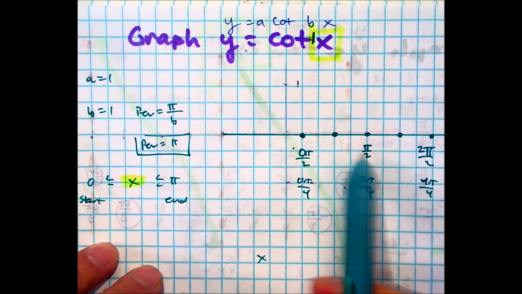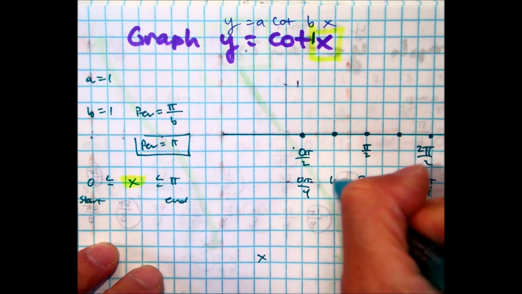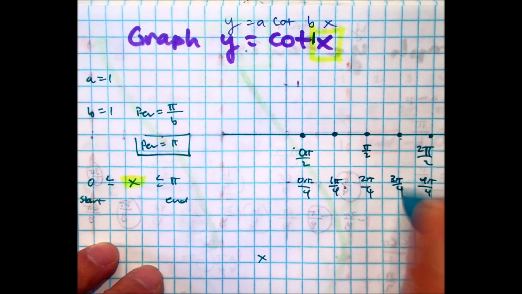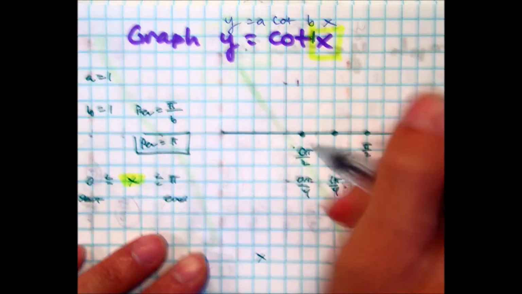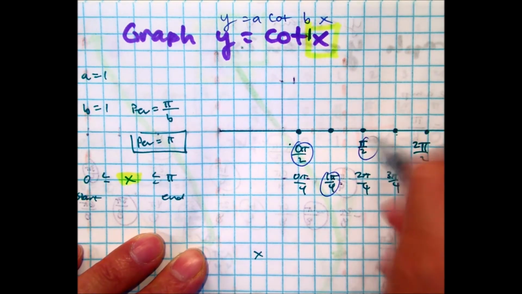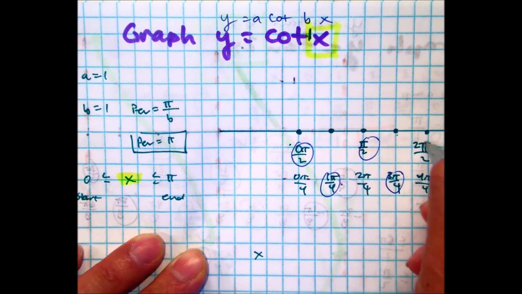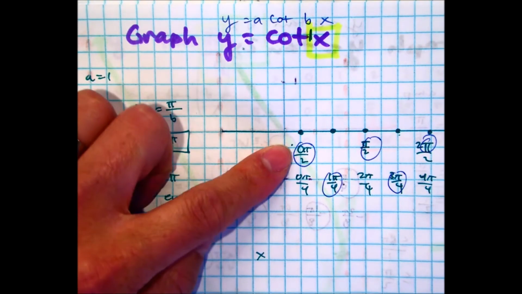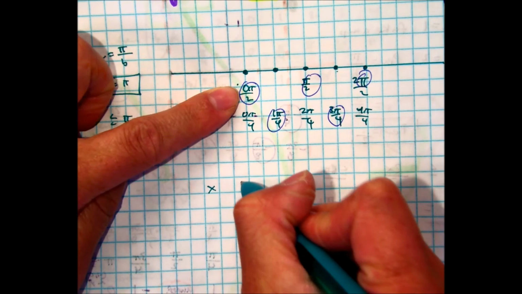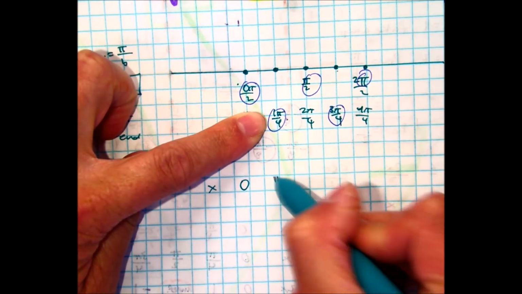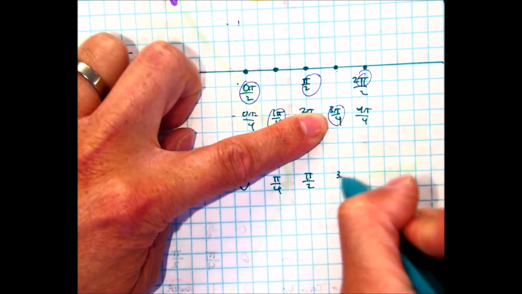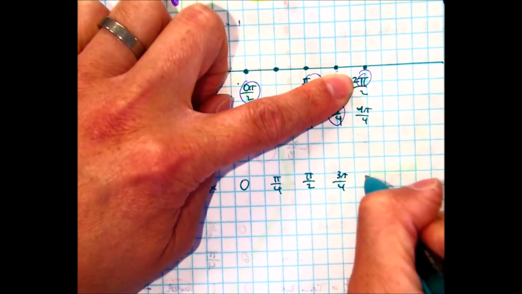Class, what's the midpoint of this one? Pi over 4. And this one will be what? 3 pi over 4. I like to go back and circle the ones that I need that are reduced. That's just really pi, isn't it? Raise your hand if you got those. So let's write those down. So I have essentially 0, pi over 4, pi over 2, 3 pi over 4, and pi.